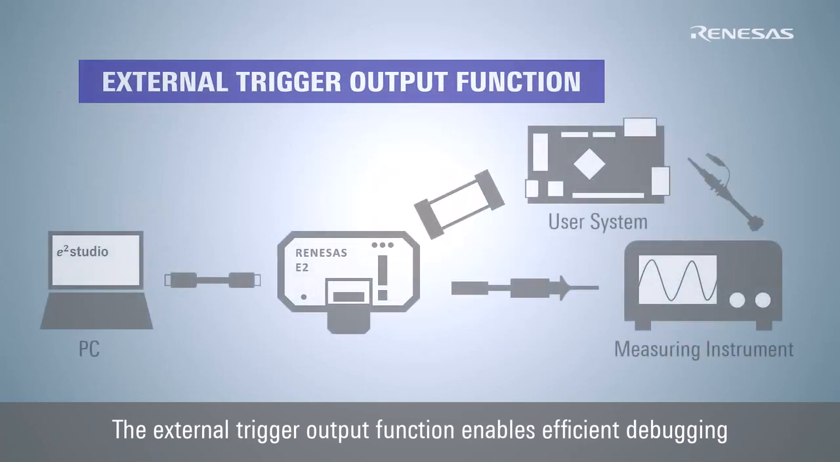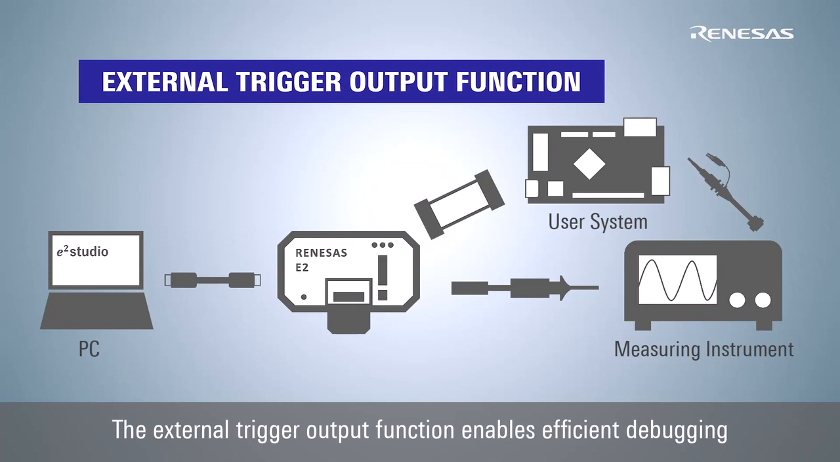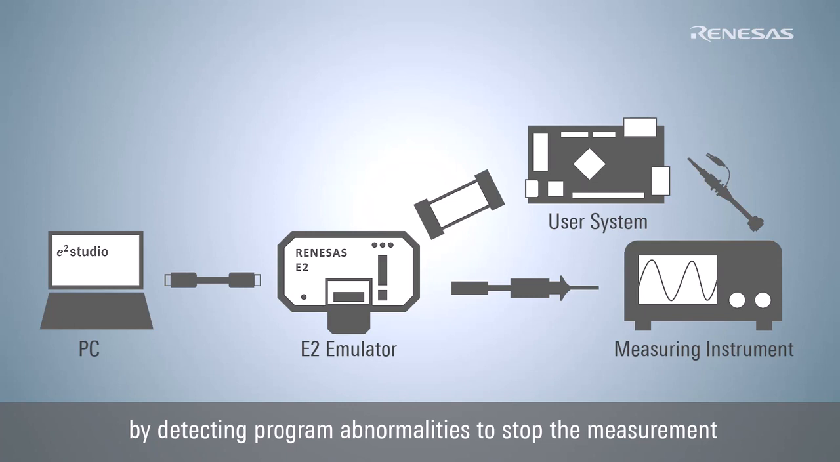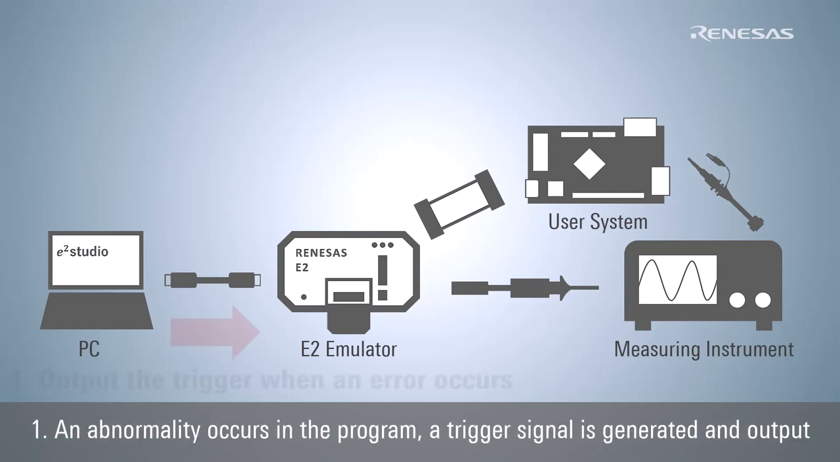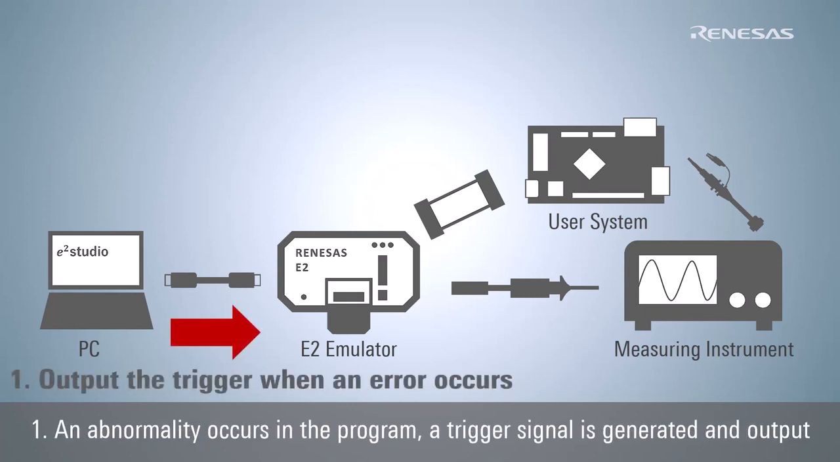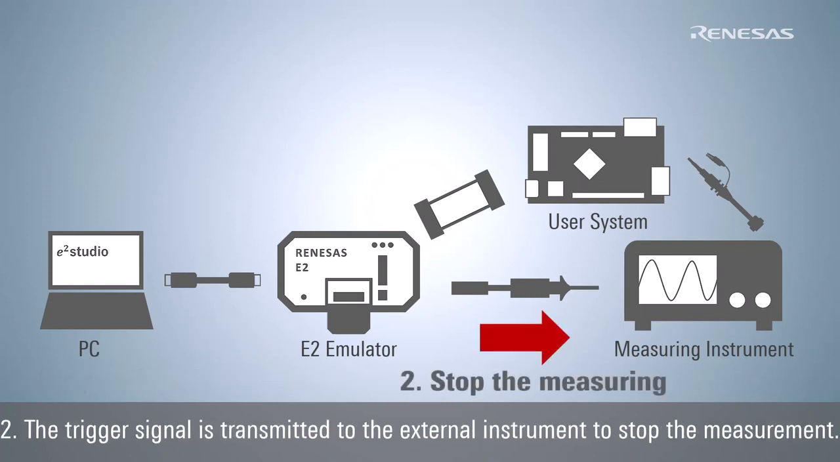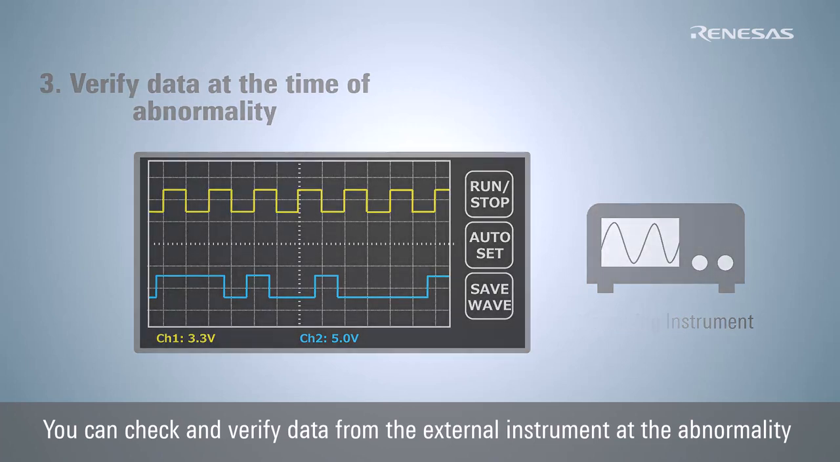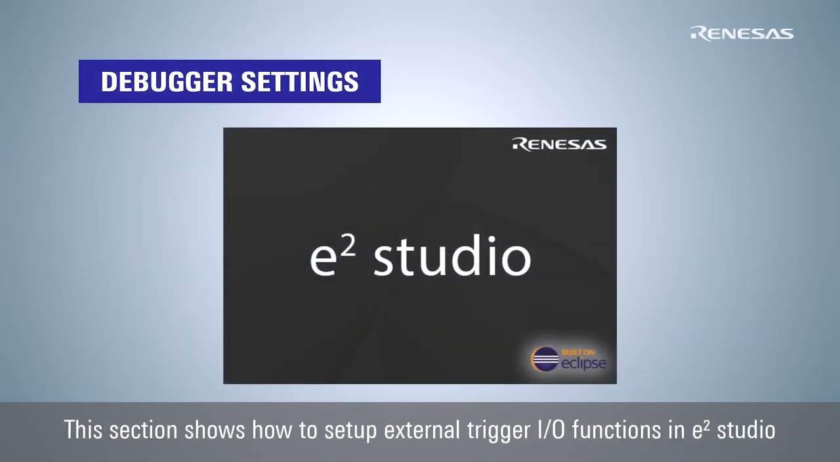The external trigger output function enables efficient debugging by detecting program abnormalities to stop the measurement of the external measuring instrument. First, when an abnormality occurs in the program, a trigger signal is generated and output from the debugger. Then, the trigger signal is transmitted to the external measuring instrument via the E2 emulator to stop the measurement. As a result, data from the external measuring instrument at the abnormality detection timing of the program can be checked and verified.